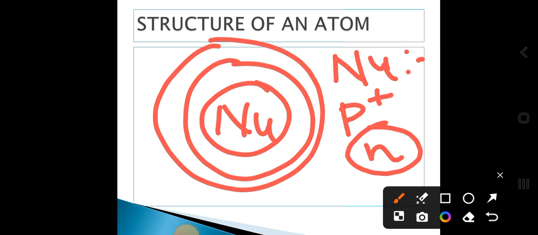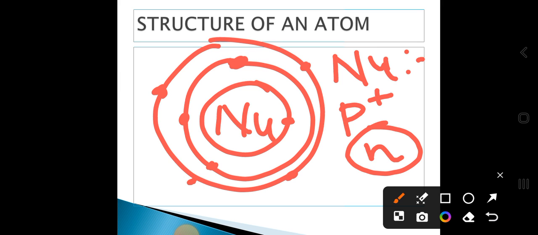Now around the nucleus we have small electrons, which are very light in weight, and they revolve around the nucleus in specific paths. These paths are called orbits, just like how we have a road which connects one place to another. Similarly, there are these orbits.